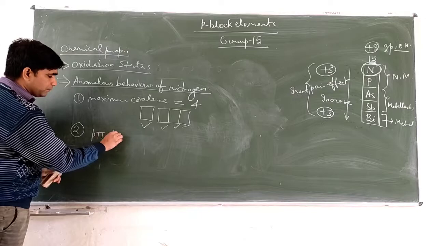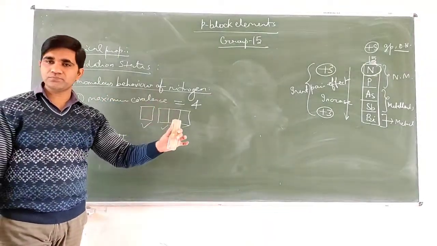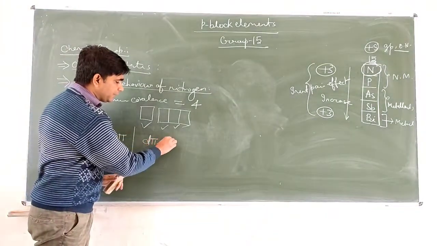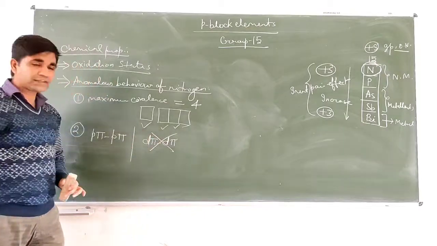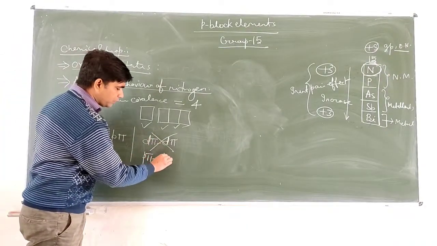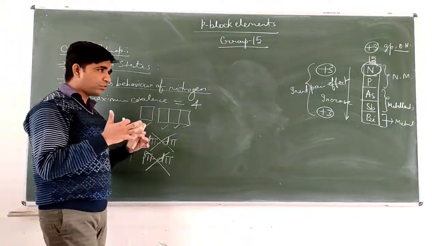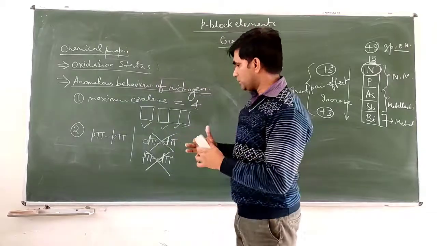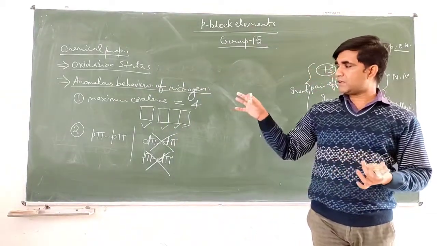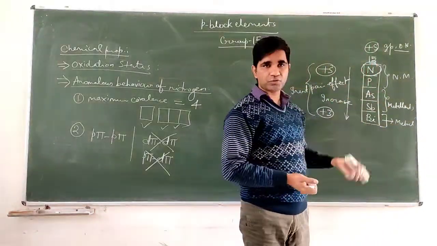P pi bond, because they do not have any kind of d orbital, so they cannot form d pi bond, or they cannot form p pi d pi bond due to the absence of d orbital. They can only make p pi kind of bonding. This is the exclusive, different behavior of nitrogen.